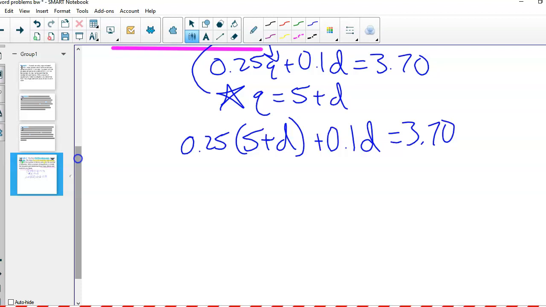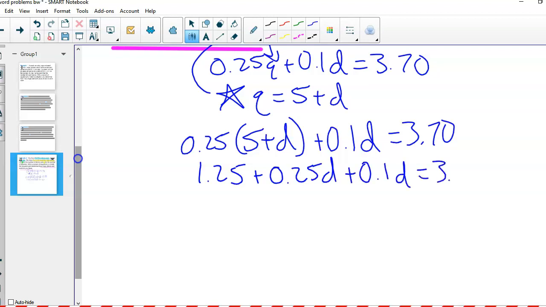Distribute. 0.25 times 5, what is that? 1.25 plus 0.25d plus 0.1d equals 3.70. And then combine like terms. When we combine these two, how many d's do we have? 0.35.